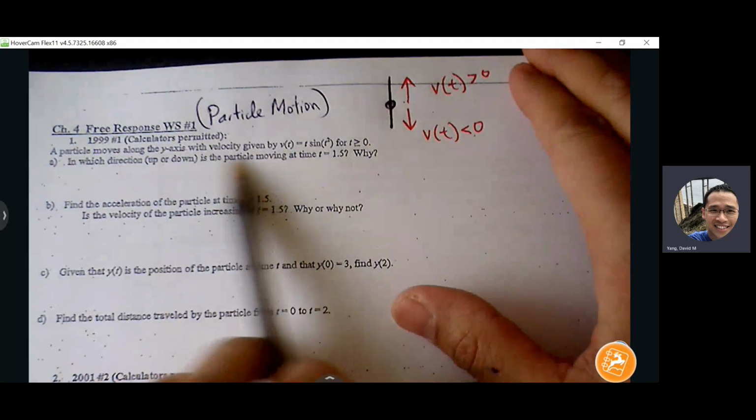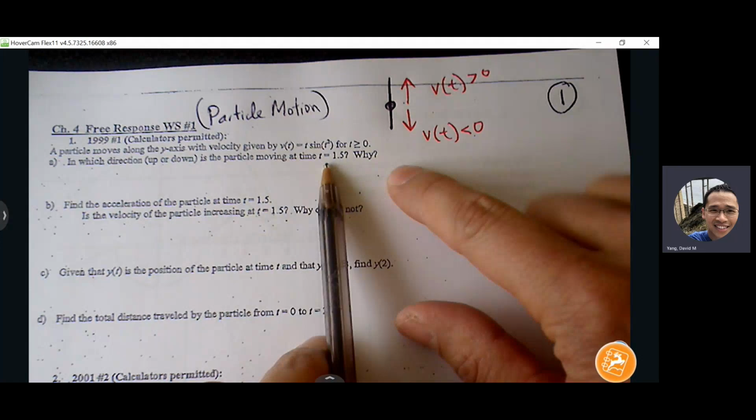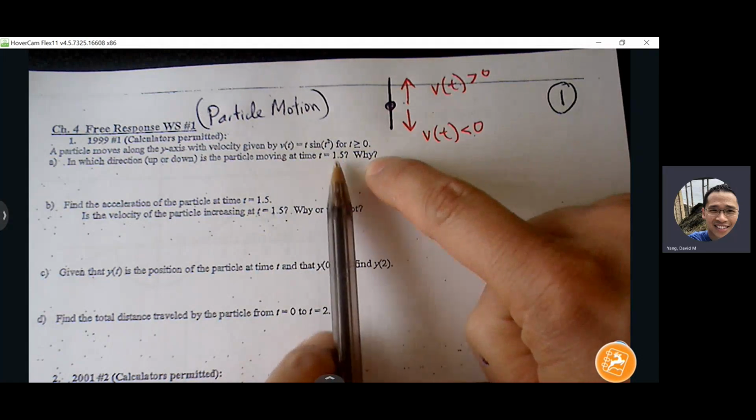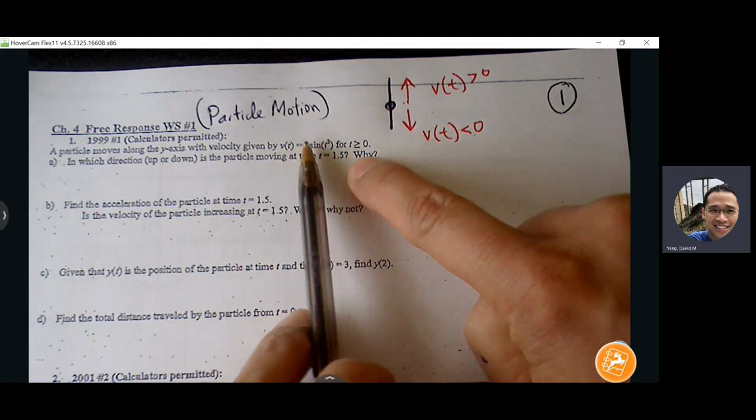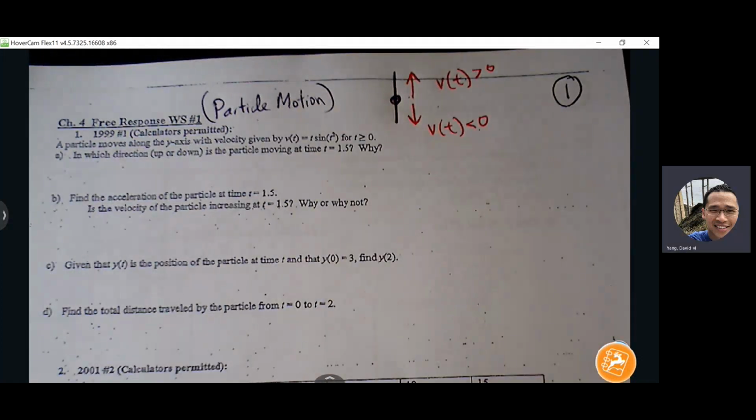Okay, particle moves along the y-axis. In which direction is the particle moving at time t equals 1.5? So I can directly just find v of 1.5, plug it in, get the value, and interpret, right? Positive means moving up, negative means moving down.